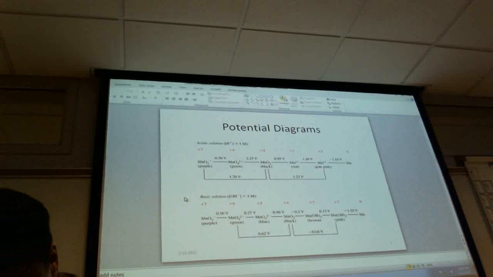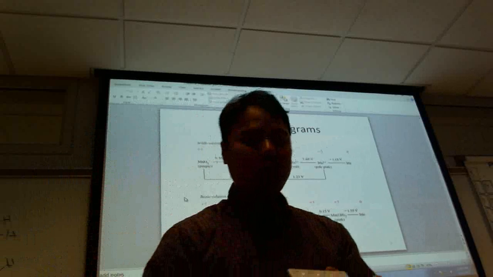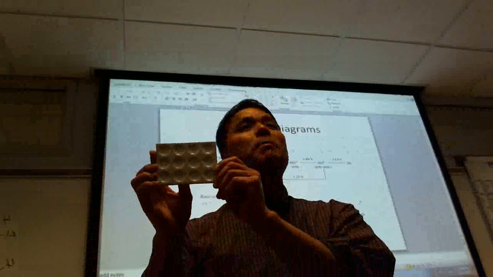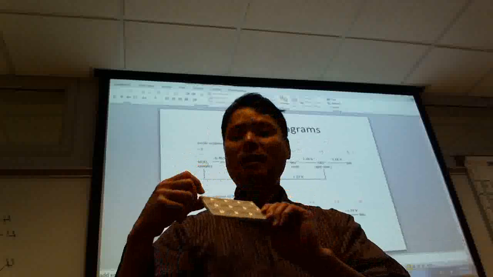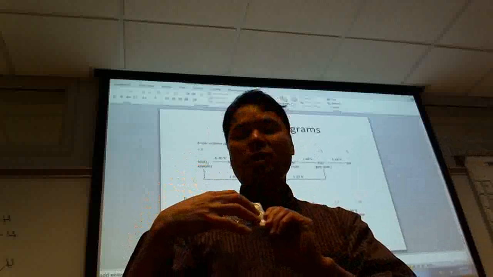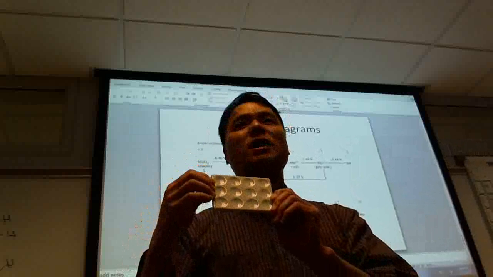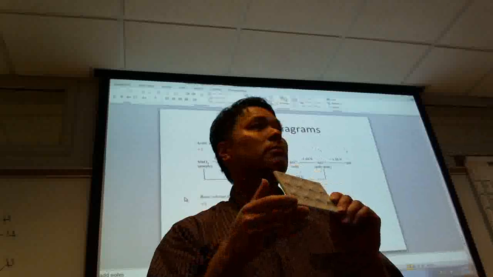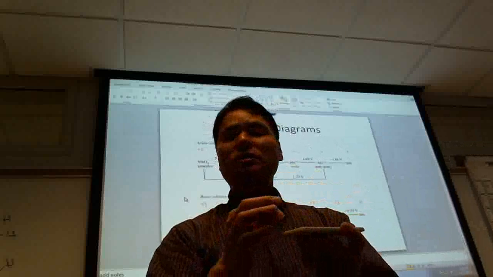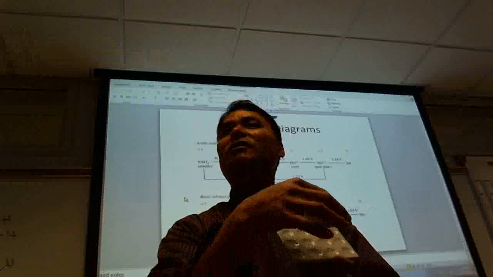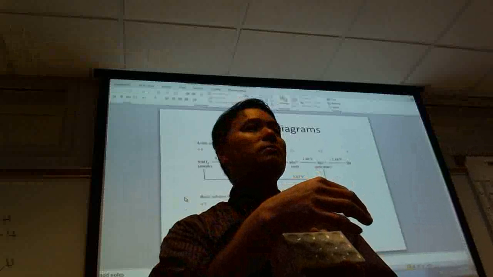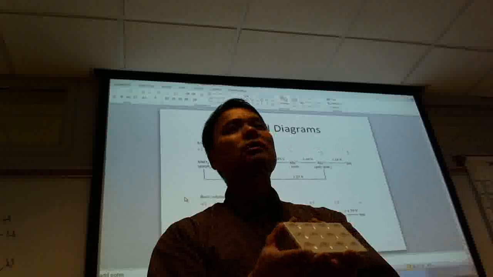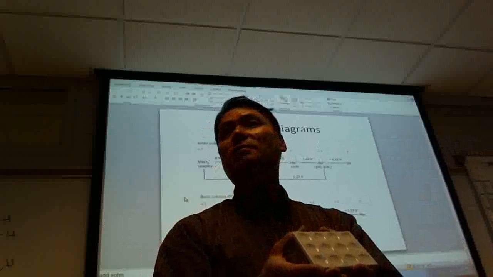We have a small version of that here. This is called a spot plate. A spot plate allows you to do 3, 6, 9, 12 reactions at the same time, just on a very small scale. That way you could adjust the conditions slightly and see how that changes the products. And so this is just the trial and error method. You just try it and see what happens.